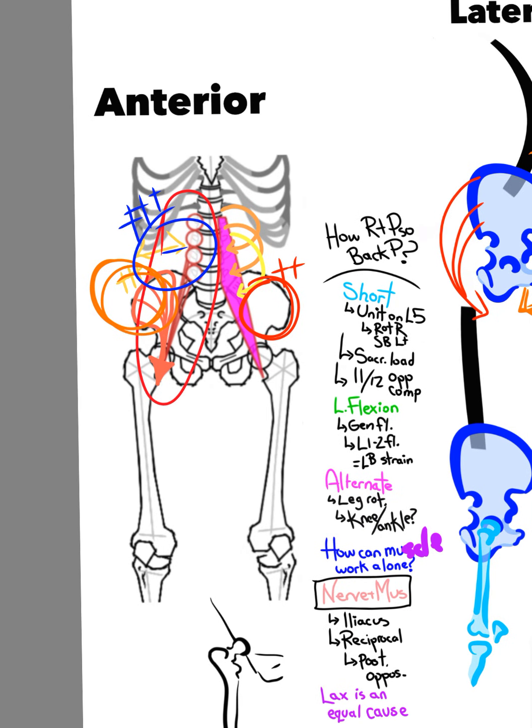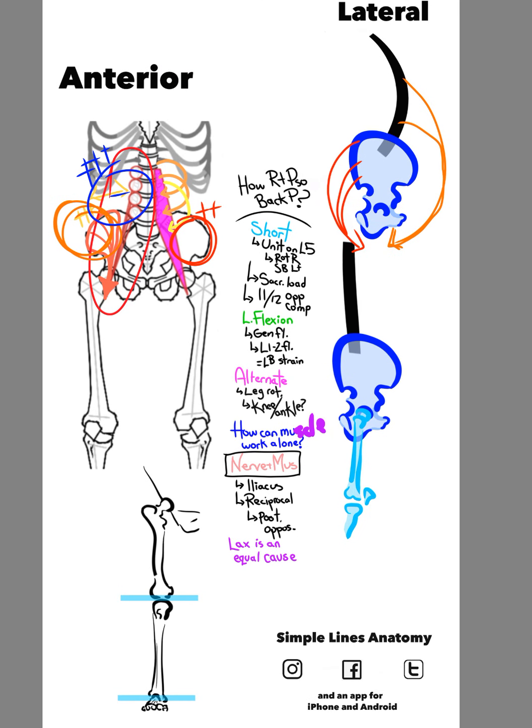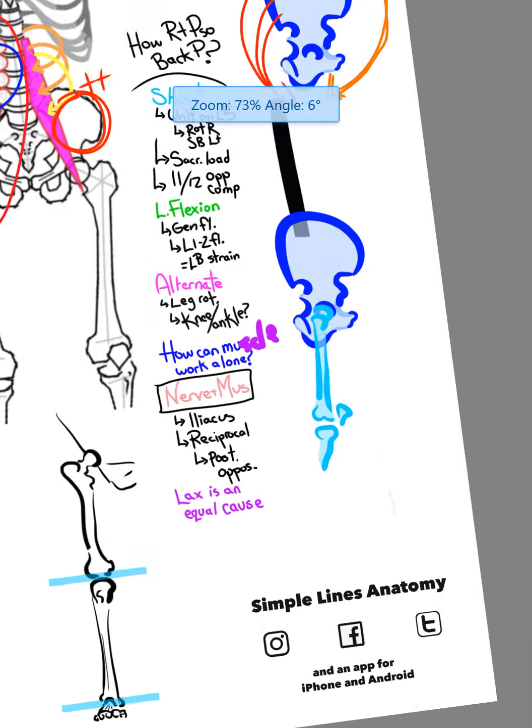The psoas can't be considered in isolation. It doesn't make any sense. So when considering how it can create back problems, you can see it as an effector, something that makes a change. But then you have to see how it was put into position, how it was stimulated to create a problem, or how the lack of stimulus could create a problem.